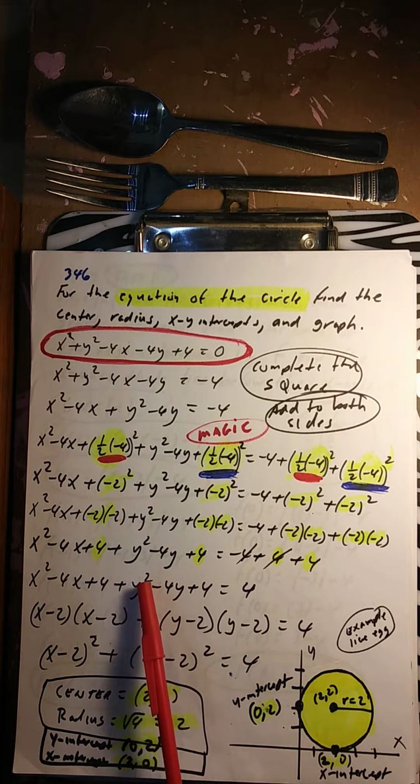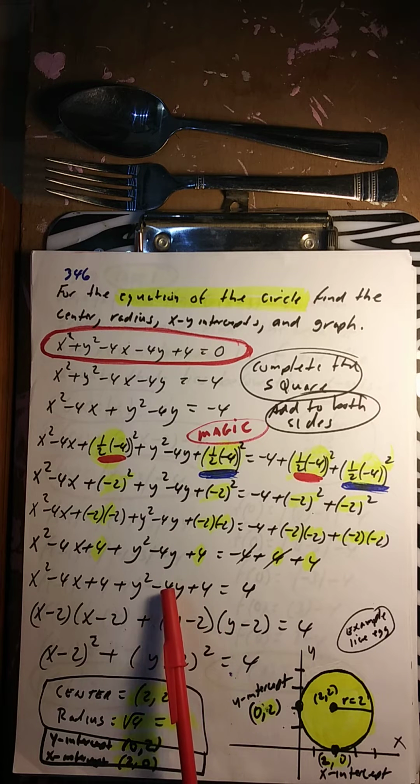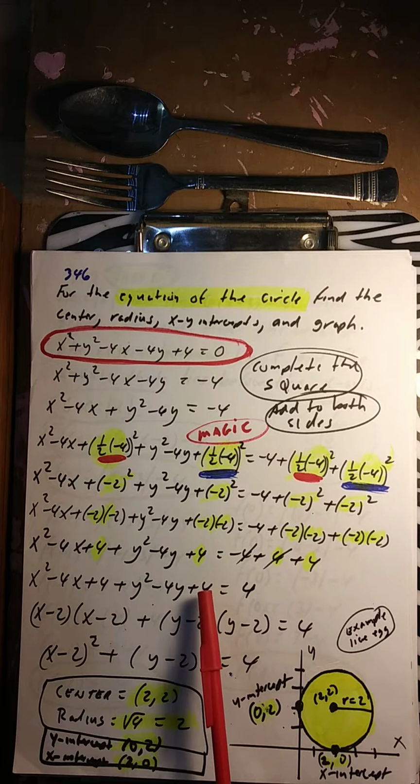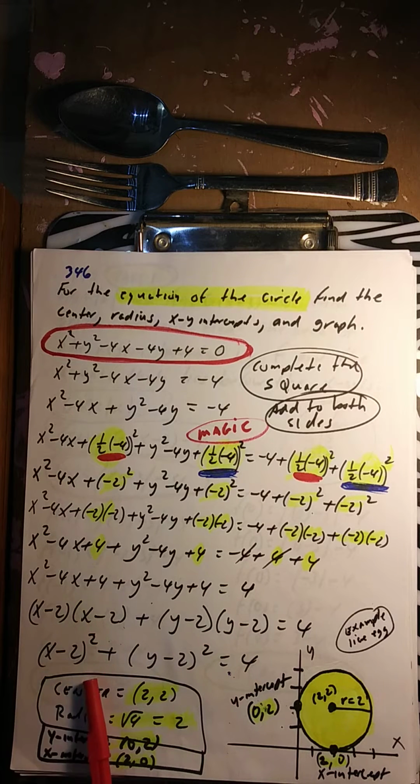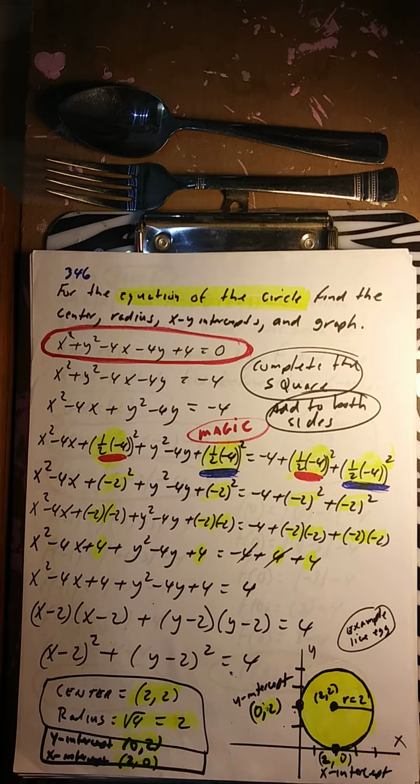And y times y is y squared, yes. Y is a -2, -2y. -2 times that, -2y, that's -4y. And -2 to -2 is a +4. Okay, so this becomes (x - 2) squared. And this becomes (y - 2) squared.